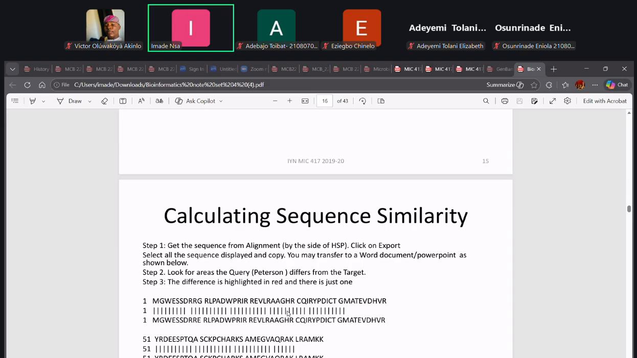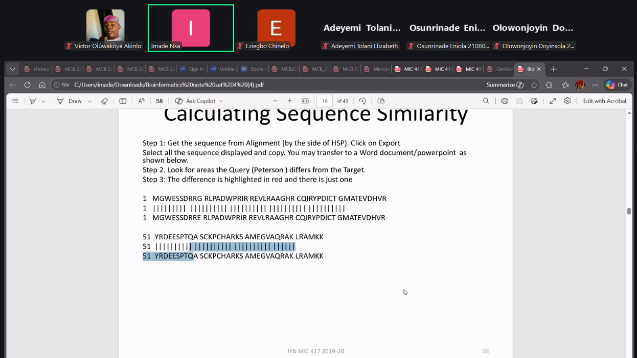Now, if you could get the sequence from alignment by the side of HSP. So when you get this slide, I want you to practice it with any protein of your choice. Once you follow these steps, you'll be able to arrive at this same spot. So click on export, select all the sequence displayed. You can copy it to a Word document, PowerPoint, Excel. You will look for the areas where, this was from the phage, where it differs from the target, where your query differs, okay? The difference is highlighted in red, and there is just one.